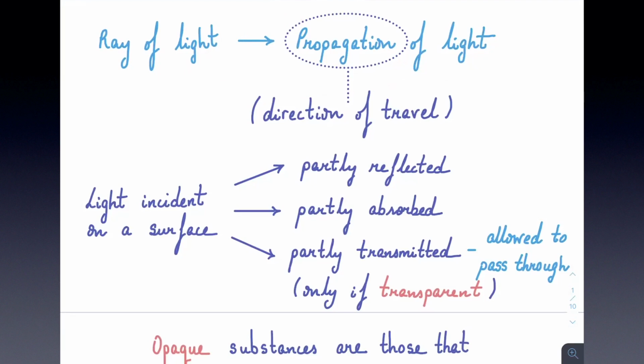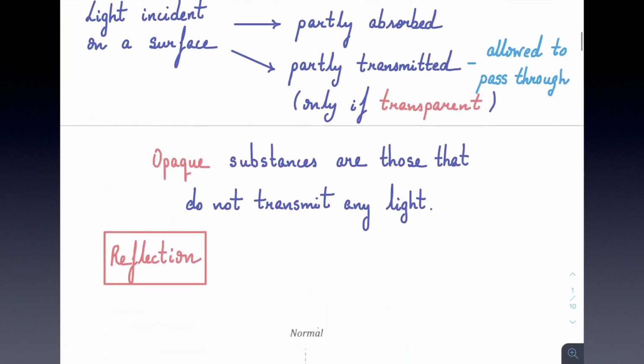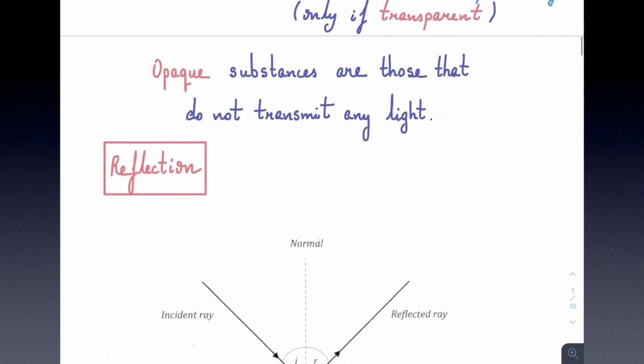When light is incident upon a surface, it may be partly reflected, partly absorbed, and partly transmitted. Transmitted meaning allowed to pass through, which is only possible for transparent media. Substances that do not transmit any light are called opaque. In other words, no light is allowed to pass through.